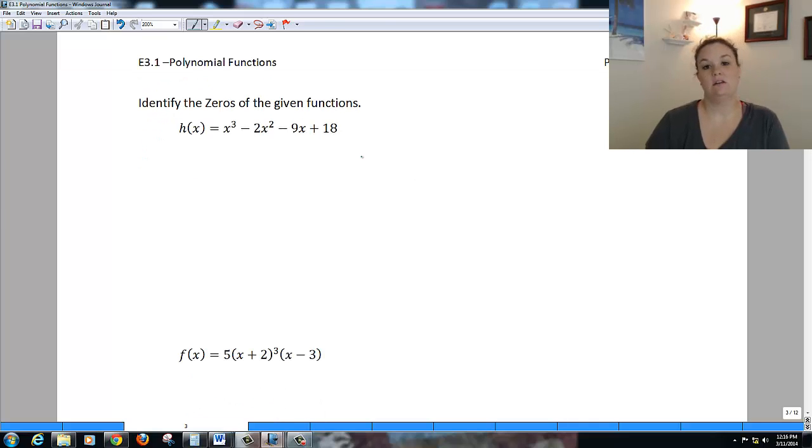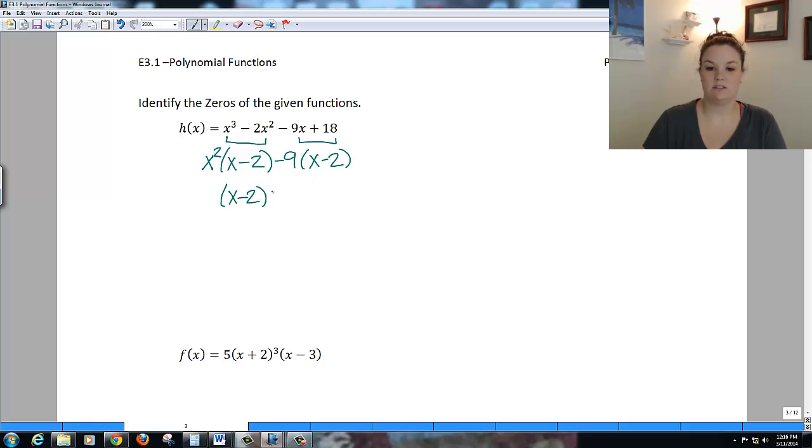Okay, notice to find the zeros, we just set it equal to 0. And this one I have 4 terms. My method for 4 terms is grouping. So out of the first 2, I can pull out an x squared, which leaves me with x minus 2. The second pairing, I can pull out a negative 9, which leaves me with x minus 2. So I have x minus 2. When I take that out of both terms, I'm left with x squared minus 9. And notice this one is a difference of squares, right? So this x squared minus 9, I can factor down into x plus 3 and x minus 3.